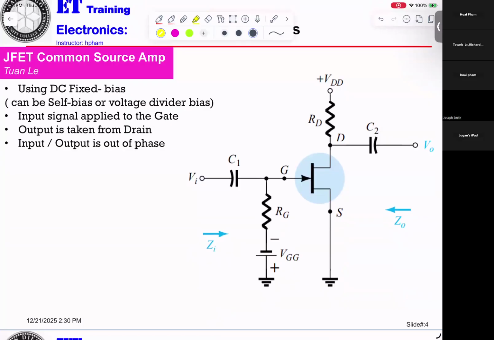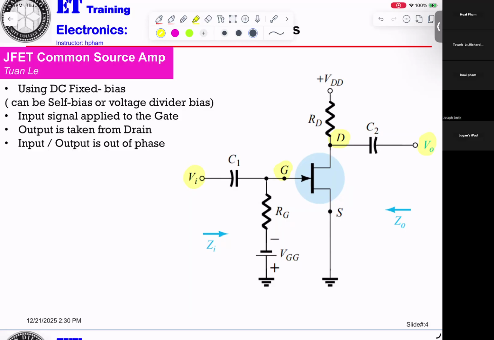You can see this is the common source. The only thing is, when you're looking into the circuitry, I need you to recognize whether it is a common source, a common gate, or a common drain. Common source: input applied to the gate, output from the drain.